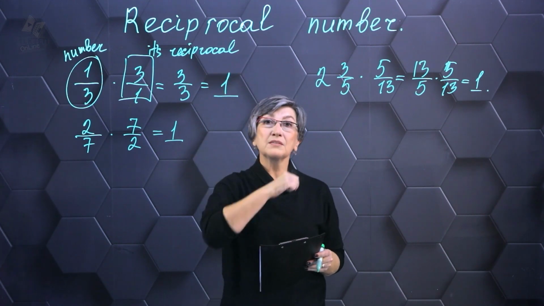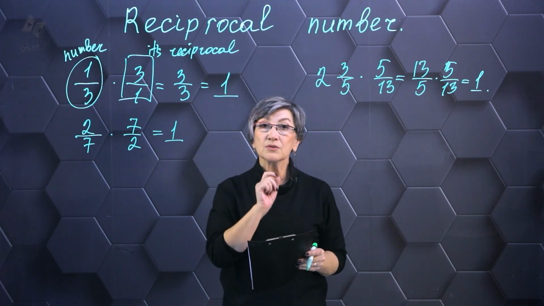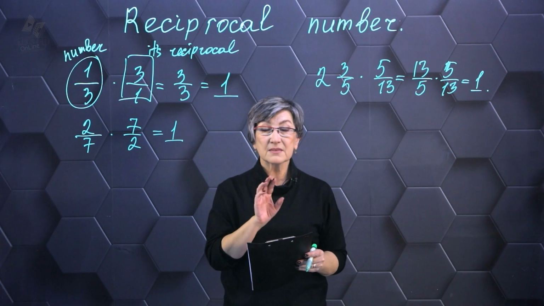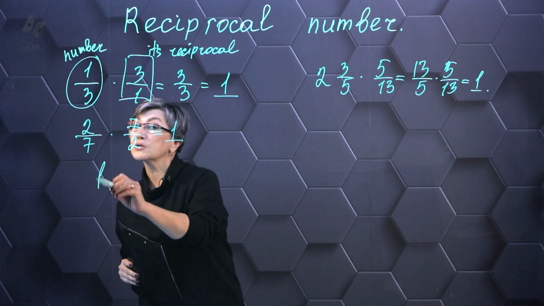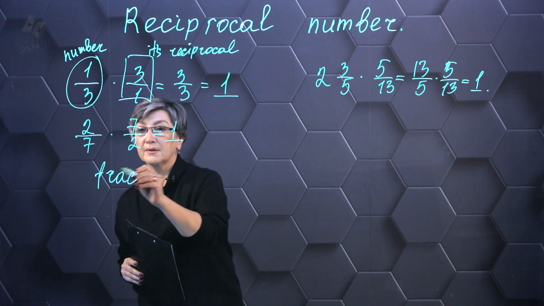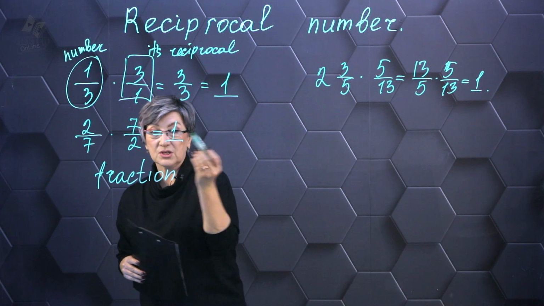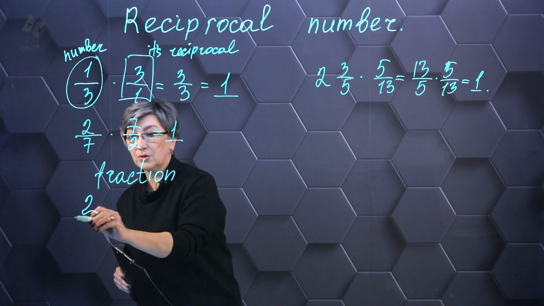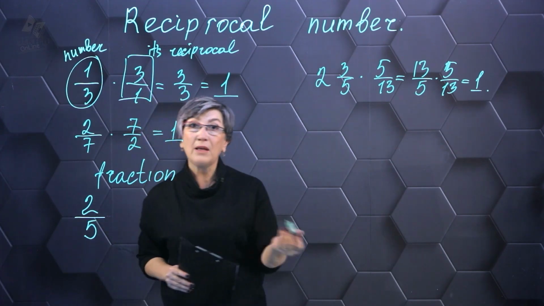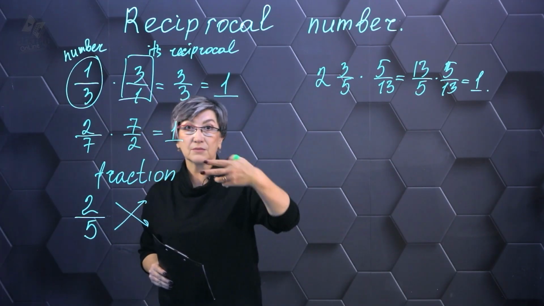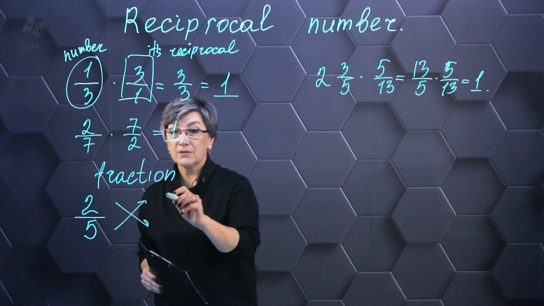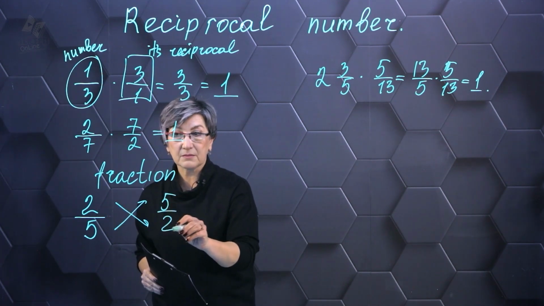But in this case, we need to take into account several positions. If we're looking for reciprocals for a simple fractional number, so if I have a fractional number, 2/5, then for the inverse of that number, I just flip that fraction, and I end up with 5/2.